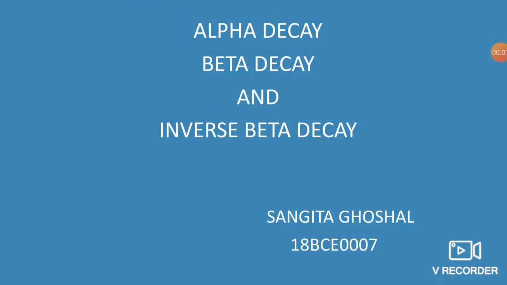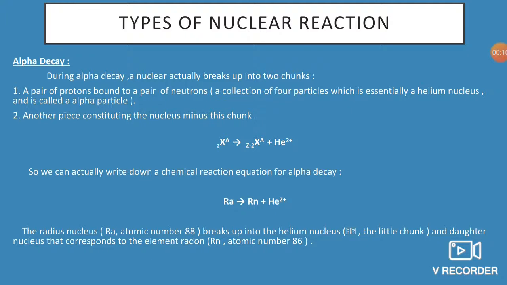Good evening. My topic is the types of nuclear reactions, that is alpha decay, beta decay, and inverse beta decay. So, now first let's see alpha decay. So, why does alpha decay occur first of all?